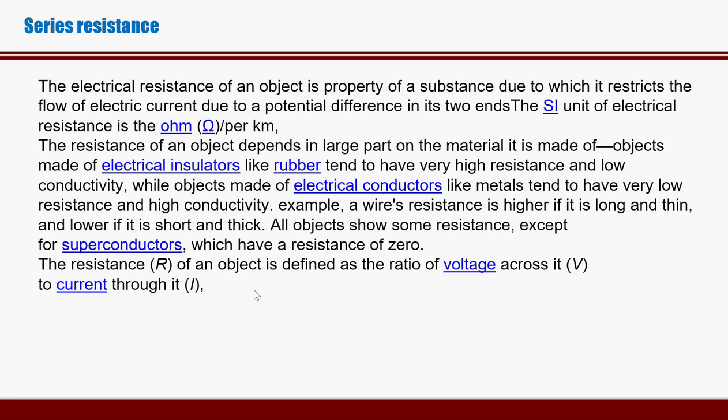Resistance is generally the ratio of voltage divided by current, we know it. It is measured in ohms, but on a transmission line we are going to measure it in terms of ohms per kilometer.